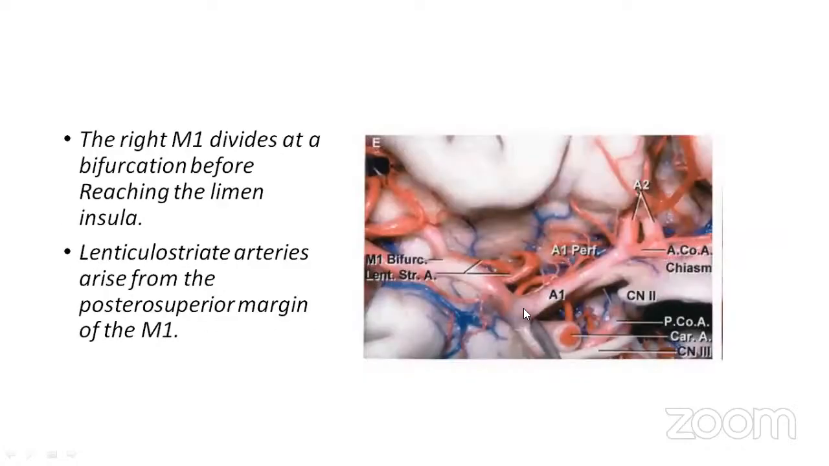So this is actually the ICA dividing into the anterior cerebral and the middle cerebral. This is your first segment, or the M1 segment, which is also called the sphenoidal or the horizontal segment of the MCA. The right M1 divides at the bifurcation. So this is your bifurcation point where it divides, and this could also be at the level of the genu in most of the cases, or the limen insulae. And the lenticulostriate arteries arise from the posterior-superior aspect of the M1, and they are distributed towards the anterior perforated substance so that they supply the deep gray matter core of the brain.